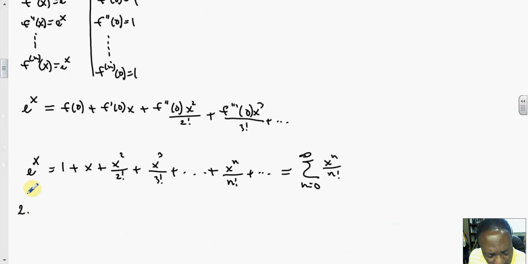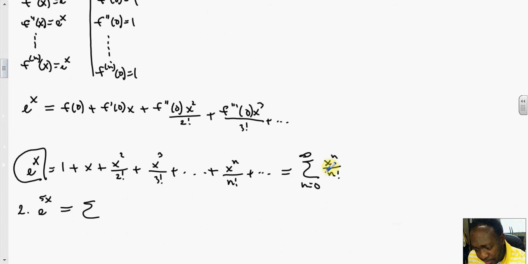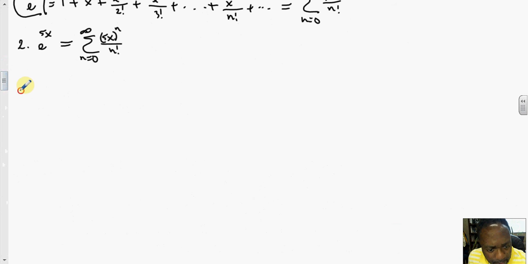Let me give you a second example. If you have e to the, say, 5x, don't worry about doing the work. This is based on this. Put this in your head, that e to the x is always the summation of x to the n divided by n factorial as n goes from 0 to infinity. So wherever I have x, I'm going to write 5x. This is the summation as n goes from 0 to infinity of 5x to the n all over n factorial. Number 3.